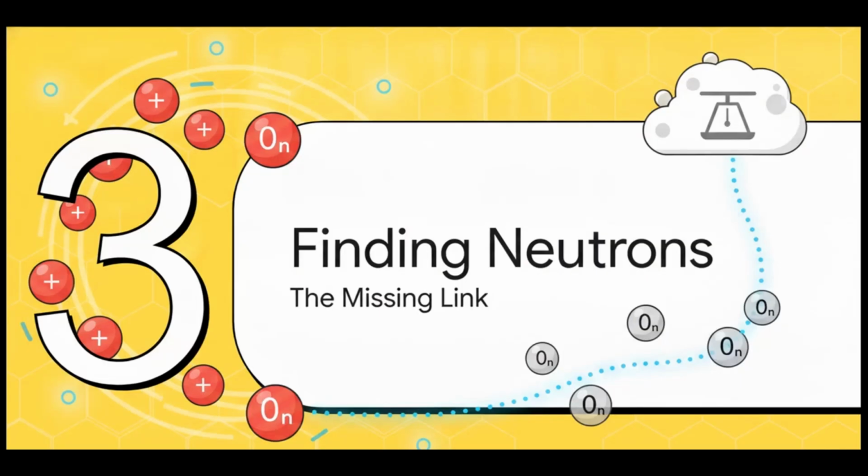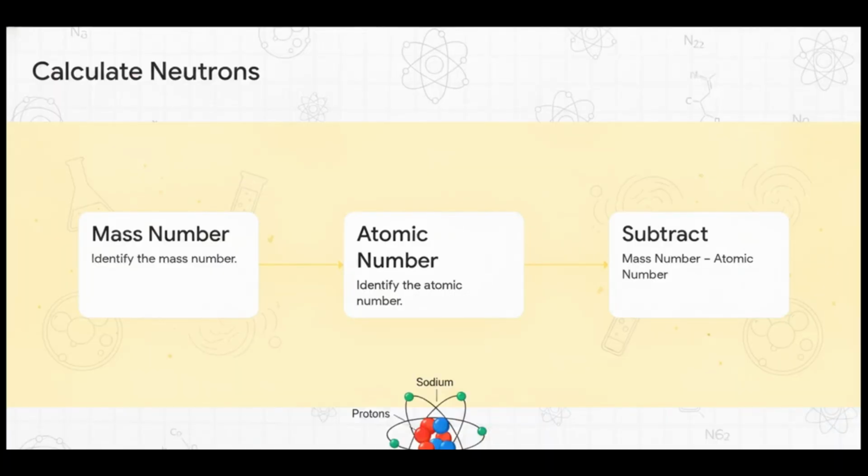Which brings us to part 3, finding the neutrons. So we have the protons, and we have the total mass. Now it's time for the missing link of the whole lesson. How do we actually connect these two numbers to find that invisible third variable, the neutrons? Well, if you know the atomic number and the mass number, finding the neutrons is incredibly simple. It's just a foolproof 3-step formula.